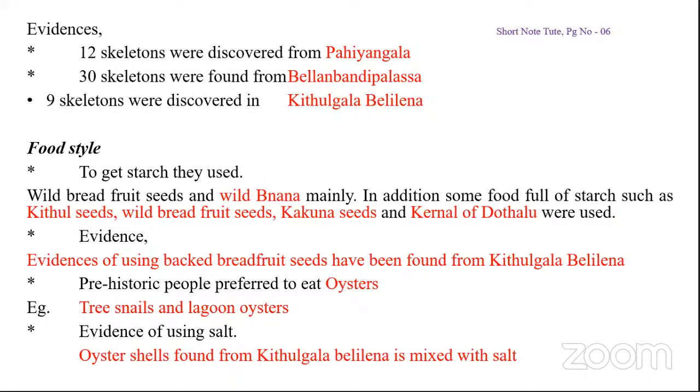Oyster shells found from Kitulgala Belilena are mixed with salt. You can't taste and find that evidence, but there were scientific methods that they used, and those oyster shells found from Kitulgala Belilena are mixed with salt. So that is the evidence of using salt by the Stone Age man of Sri Lanka.